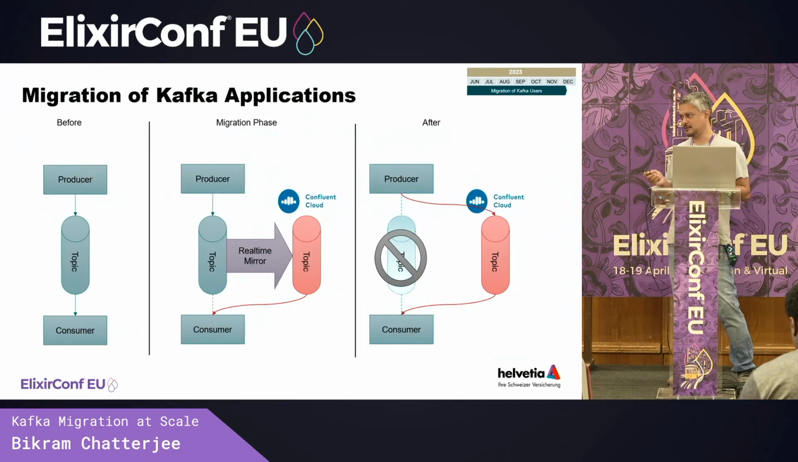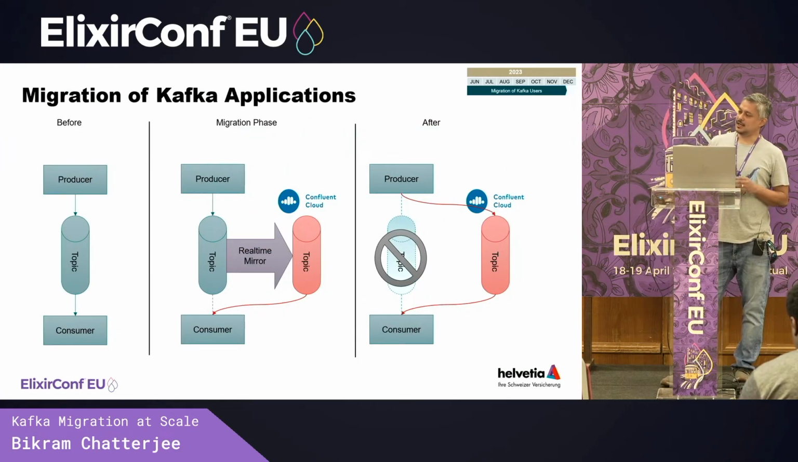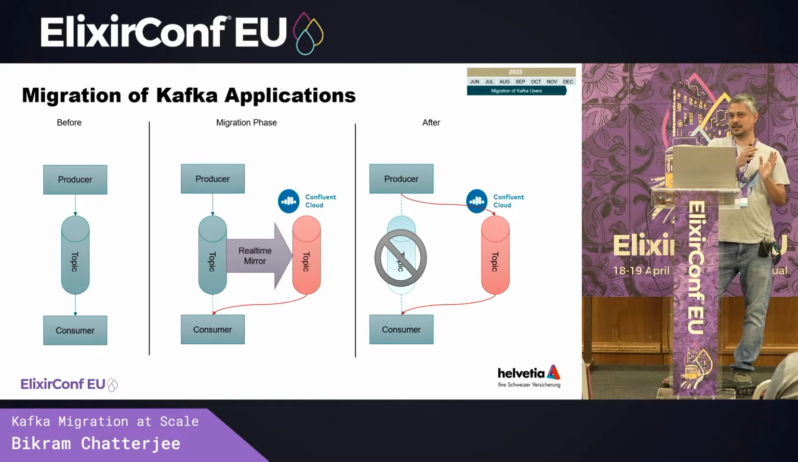And then came the big part of how we now migrate our users. A very high-level Kafka migration would go something like this. In a very simplistic way, you have a topic, someone is producing into the topic, and someone is consuming from it. So during the migration phase, where you're migrating the entire Kafka cluster from one cloud to another, you create something called a real-time mirror.